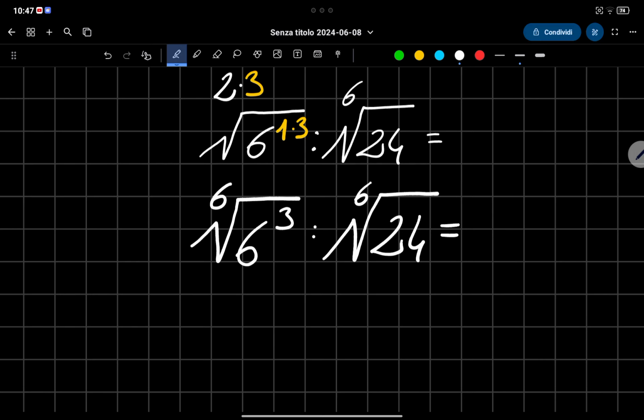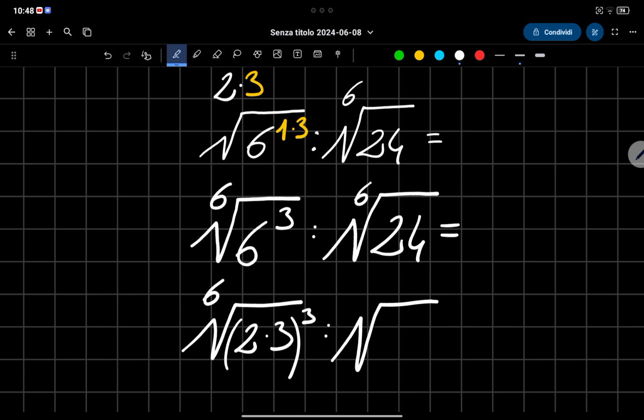I will write 6 as 2 times 3. So, the sixth root of 2 times 3 to the power of 3 divided by, and I will write 24 as 2 to the power 3 times 3.